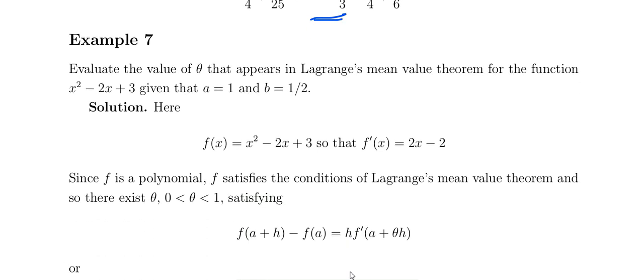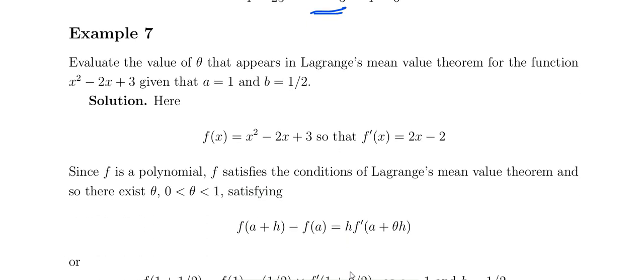அண்ட் தீட்டான்றது, value of theta appears in the Lagrange mean value theorem for the function this one, given that a equal to 1, b equal to 1 by 2. இது polynomial function, எல்லா இடத்திலும் differentiable. differentiability இருந்தாலே continuity இருக்கும். So Lagrange mean value theorem நீங்கள் apply பண்ணணும்னா, what is the Lagrange mean value theorem in terms of theta? There exists some theta, theta lies between 0 to 1, that satisfies f of a plus h minus f of a equal to h times f dash of a plus theta h.